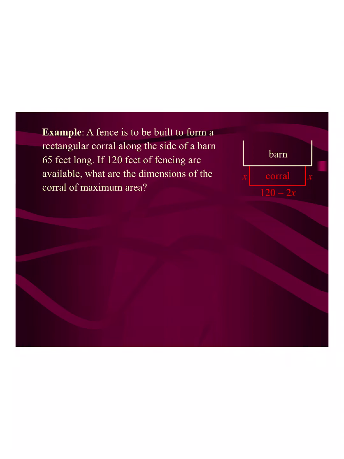All right, for this example, a fence is to be built to form a rectangular corral along the side of a barn that is 65 feet long. So let's highlight that real fast. We know that there's 120 feet of fencing that's available. The question is, what are the dimensions of the corral of maximum area? So that key term, maximum area, helps me identify that we might be using the equation we just discussed.